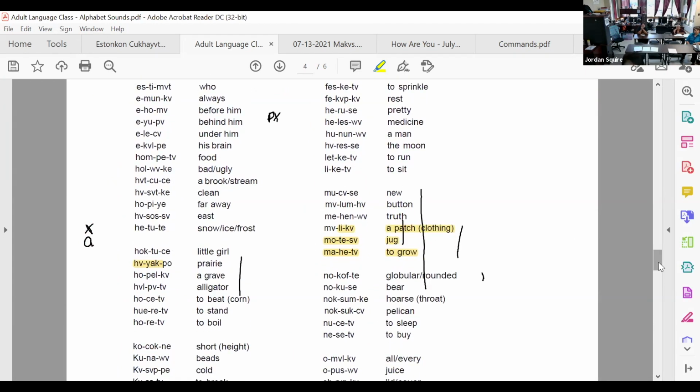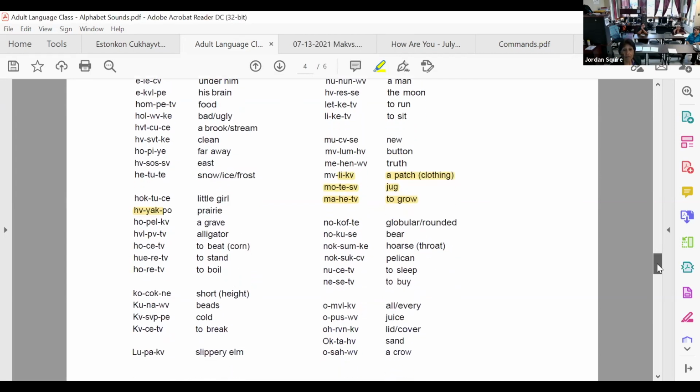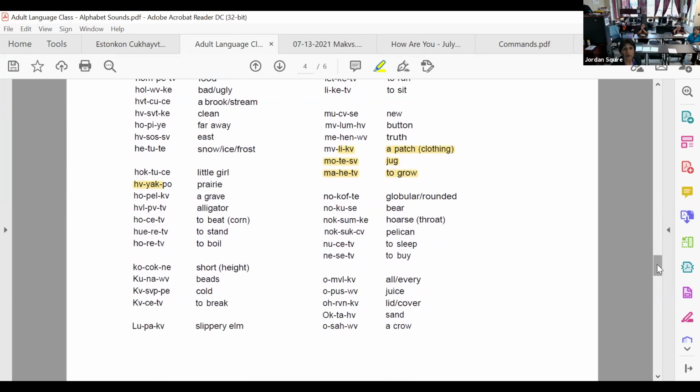I need to get those lines off. Here. Okay. Okay.